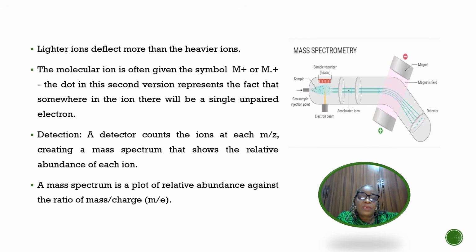A detector counts the ions at each mass to charge ratio, creating a mass spectrum that shows the relative abundance of each ion. A mass spectrum is a plot of relative abundance against the mass to charge ratio. These spectra are used to determine the elemental or isotopic signature of a sample, the masses of particles and of molecules, and to elucidate the chemical structures of molecules and other chemical compounds.